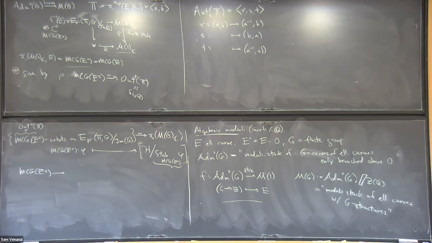So the natural generalization would be, instead of coverings of elliptic curves, to look at coverings of higher genus curves, and then instead of getting the outer automorphism group of larger free groups, you get mapping class groups, right? But in higher genus, the correspondence between mapping class groups and the full outer automorphism groups of the surface group breaks down.